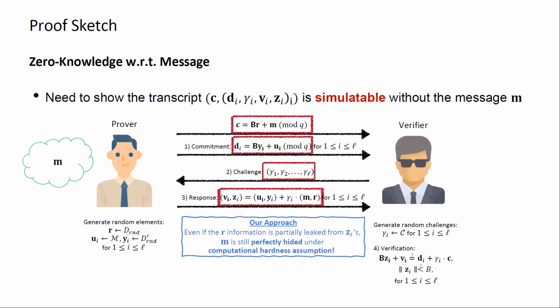Okay, so in the rest of the time, let me explain the proof sketch of the zero knowledge property. When we look into the protocol again, what we really need to show is that the transcript, which is the public values during the interaction, should not reveal any partial information of the message. That is our point. To do this, what we prove is that the transcript is actually simulatable even without the message.